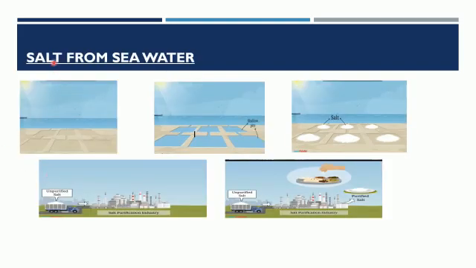We use this method to separate salt from seawater. Salt from seawater. What happens? Basically, seawater. See, this is the sea, right? So seawater is captured in shallow pits. These are the shallow pits. Here in this picture you see the shallow pits, and the seawater is captured in these shallow pits.